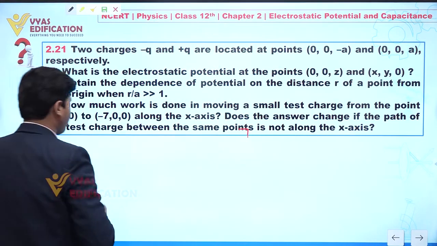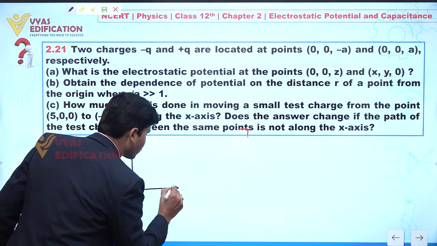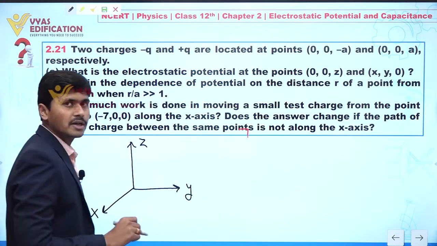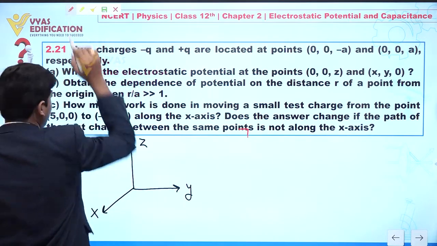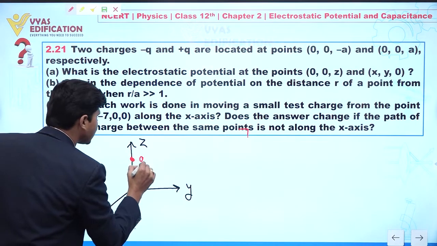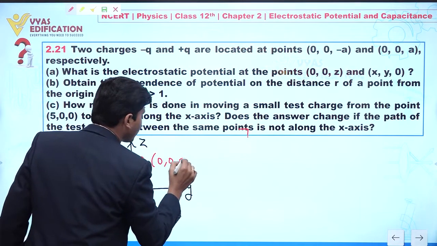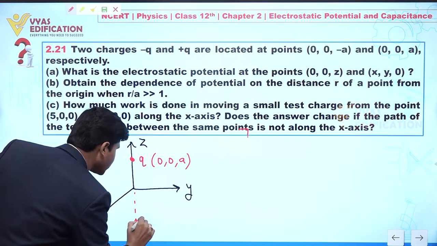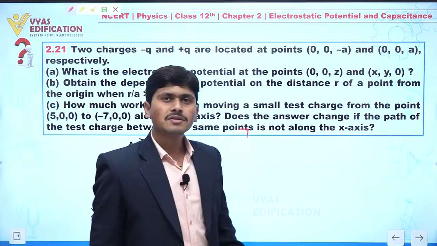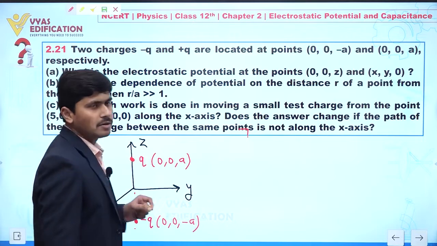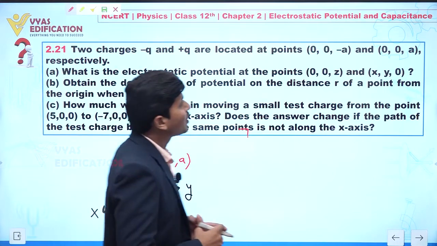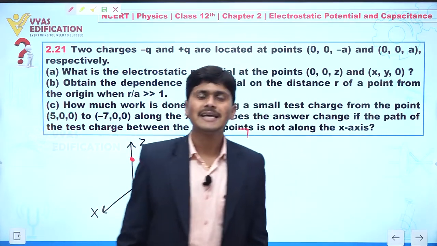Let's suppose again I am drawing, this is the y axis, this is the z axis, and let's suppose this is the x axis. In this question it is given that we have a charge q at position (0, 0, a). Here we have charge minus q at position (0, 0, minus a). Now we are taking the position of a point P where we want to find the electric potential. This is (x, y, 0). It means this point lies in the xy plane.